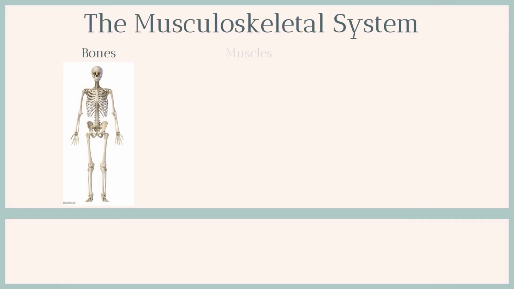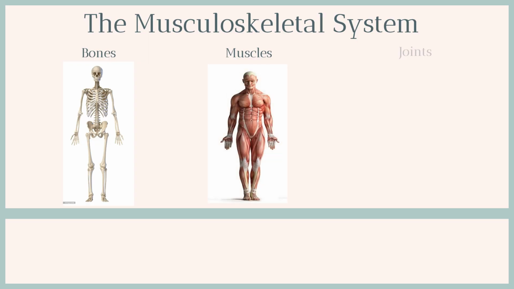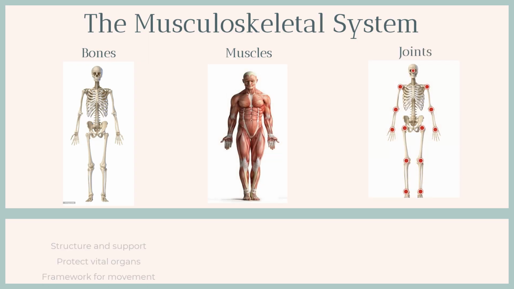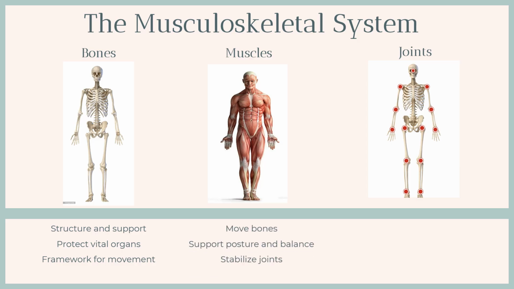To understand RA and OA, we first need a quick refresher on the musculoskeletal system. This system gives our body structure and support and helps us move. First, bones provide the framework and protect vital organs. Next, muscles move bones and help support posture, balance, and joint stability. And at places where bones meet, our joints, cartilage acts like a smooth cushion so the bones glide instead of grind. Many joints also have a thin lining and joint fluid that work like lubrication.